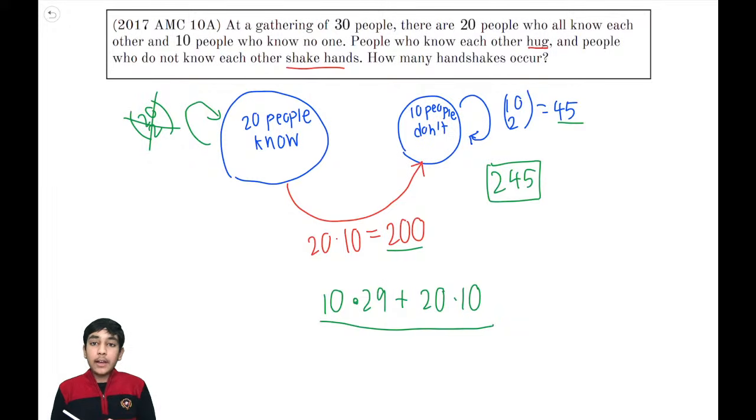When the 2 people handshake, we're overcounting them. So we divide by 2 because we're counting the handshakes that each of the people does. So for example, if person A handshakes person B, we're counting it as person A handshakes and person B handshakes, when really it's just one handshake. So we divide by 2, and this also simplifies to 245.